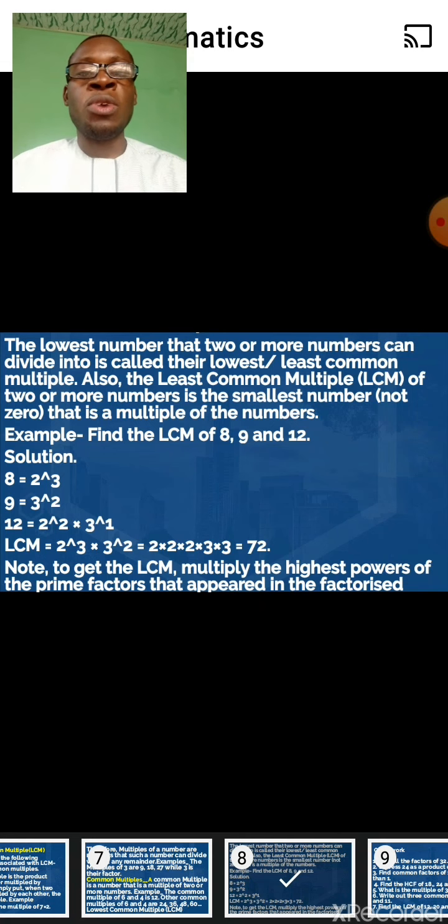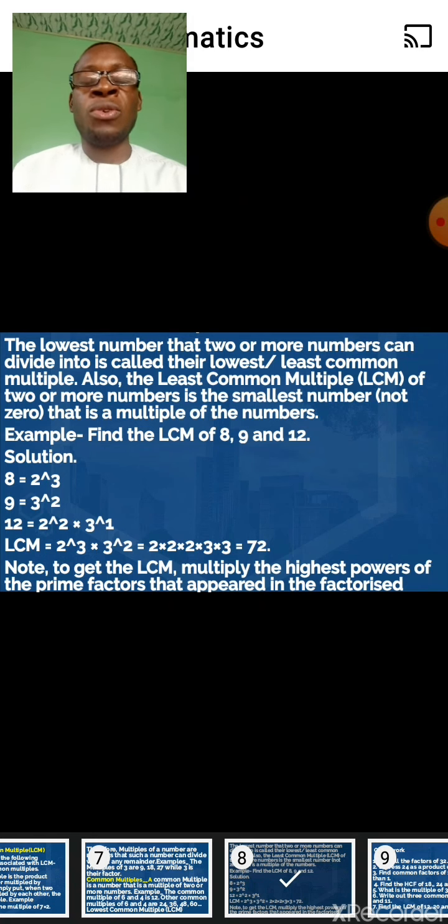Note, to get the LCM, that is the lowest common multiple, multiply the highest powers of the prime factors that appeared in the factorized expression, just like what we did above. So that is what you need to understand there.